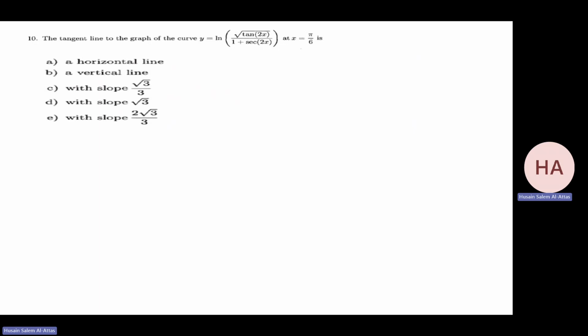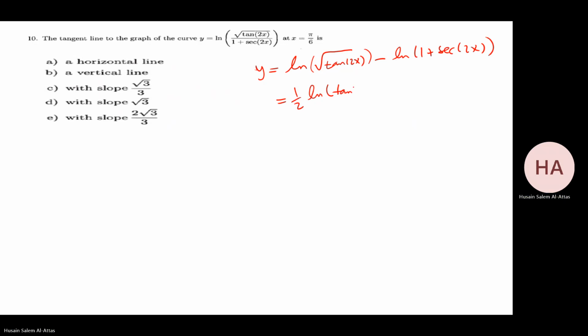Tangent line of this: since I have ln of something, let me simplify it. y will be ln of this minus ln of this. This one I can simplify, since I can make it to the power half. That will be half ln of tan 2x, minus ln of 1 plus secant 2x. What do they want? They want the tangent line, they want the slope. They want to check the slope: is it 0, or undefined, or this, or this, or this?